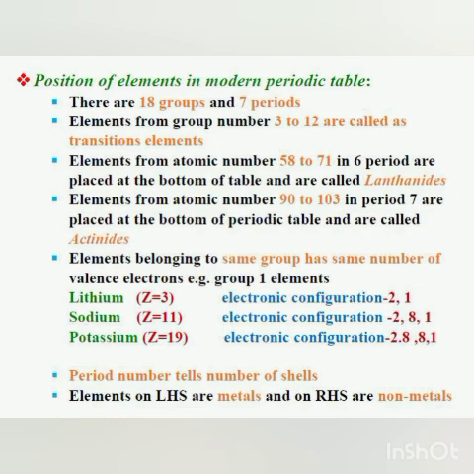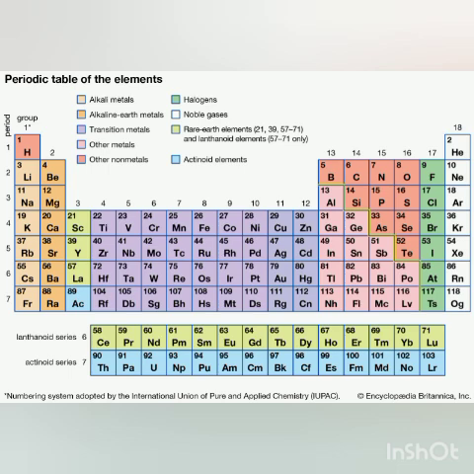Now just take an example, you just see group 1. In group 1, don't include hydrogen, because hydrogen's position is not confirmed. So you take the case of lithium, that is in period 2, sodium in period 3, and potassium. Now here the atomic number of lithium is 3. So its electronic configuration is 2, 1, because 2 electrons accommodate in the first shell and 1 in the second shell.